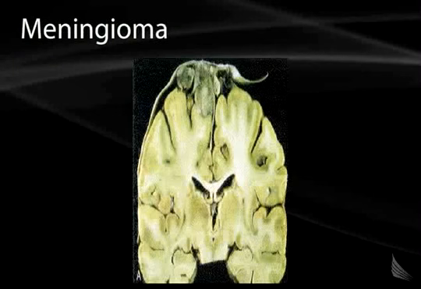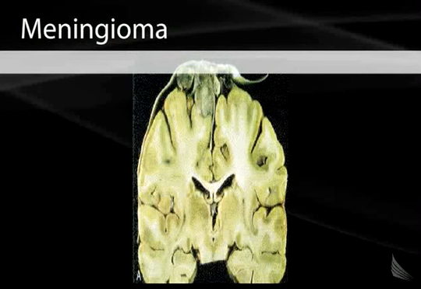Here you have a coronal section of a gross brain. You can see the corpus callosum in the middle. Do you see the meningioma? It's at the top. Do you see it on the left side, compressing the cerebral hemisphere from the top? And it is coming off of the meninges, pushing downwards.